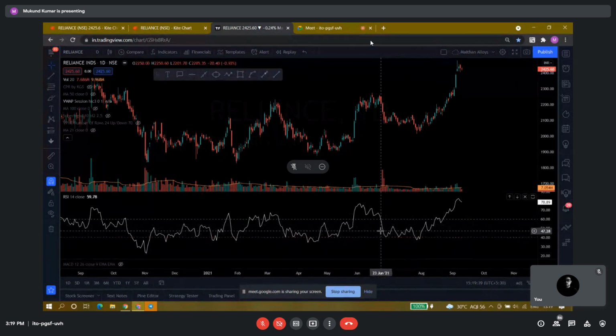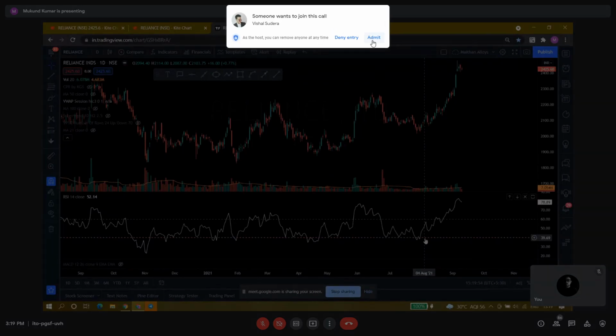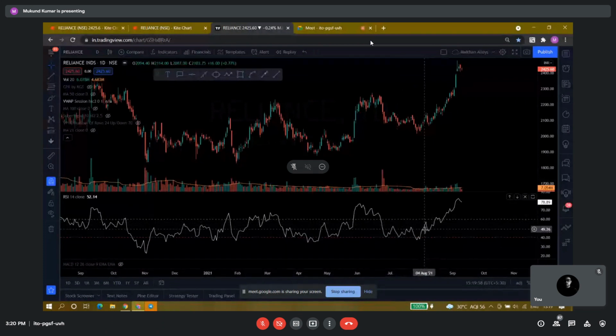Okay, so what we have learned till now is that above 60, the stock is in a complete uptrend. A significant uptrend move we can expect. Below 40, we can expect a downward trend, a strong downward trend. Between 60 and 40, we understand that the stock is in a sideways move.